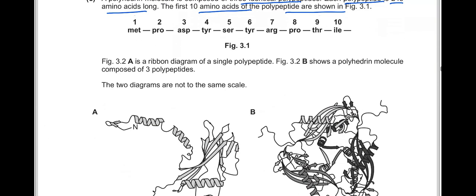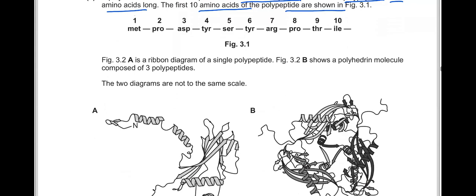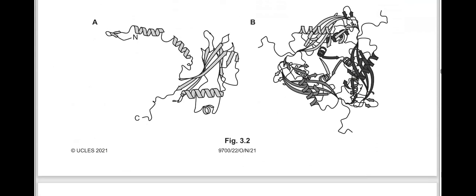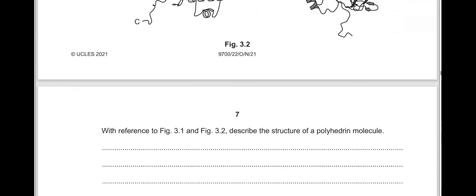Now, figure 3.2a is a ribbon diagram of a single polypeptide. Figure 3.2b shows a polyhedron molecule composed of three polypeptides. The two diagrams are not to the same scale. So, what is the question? The question here is, with reference to figure 3.1 and figure 3.2, describe the structure of a polyhedron molecule.